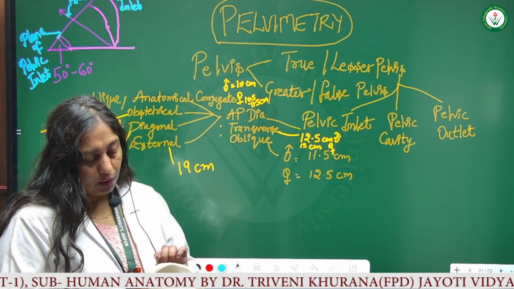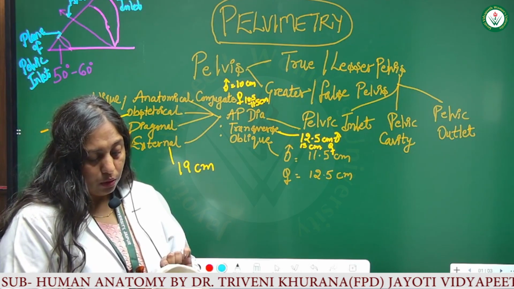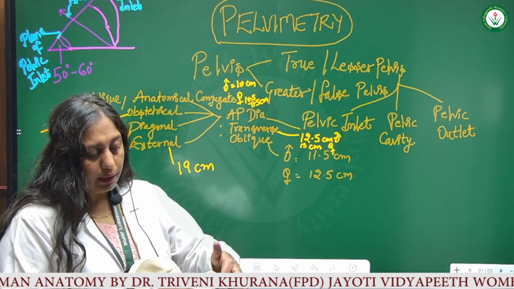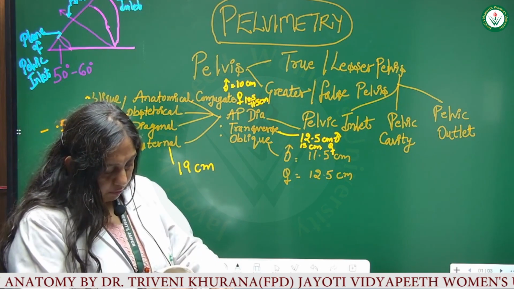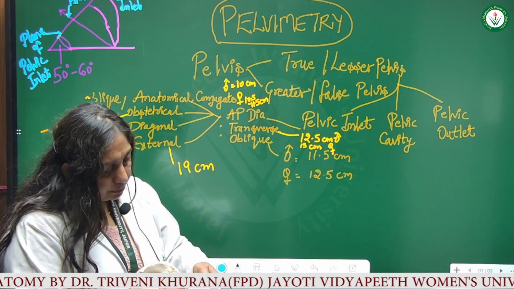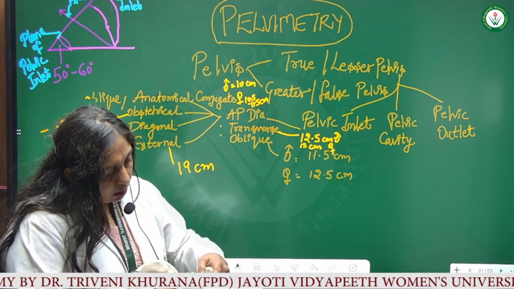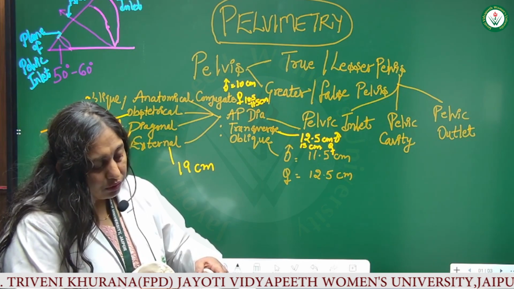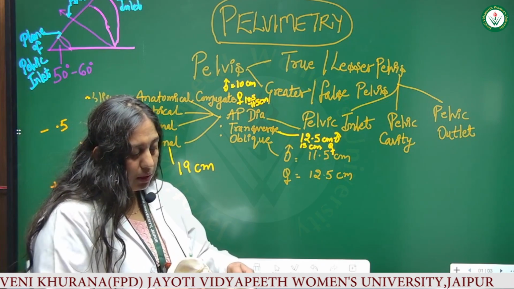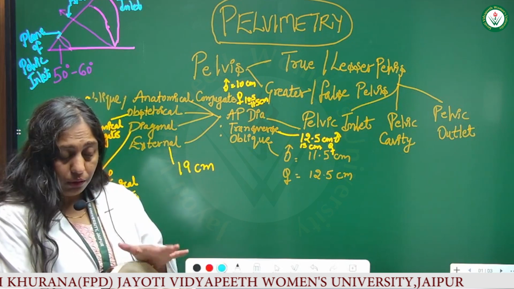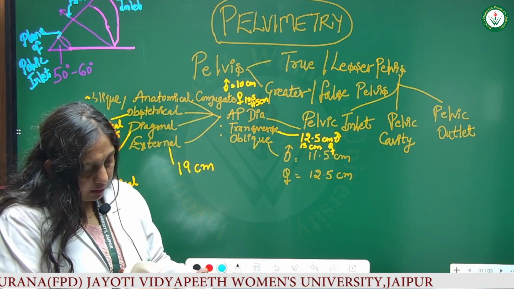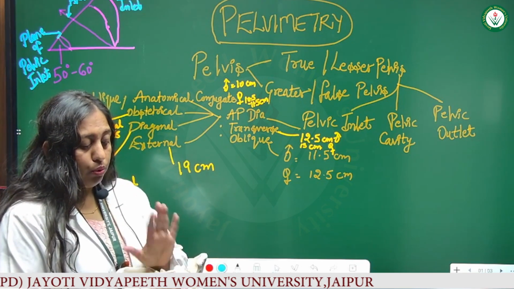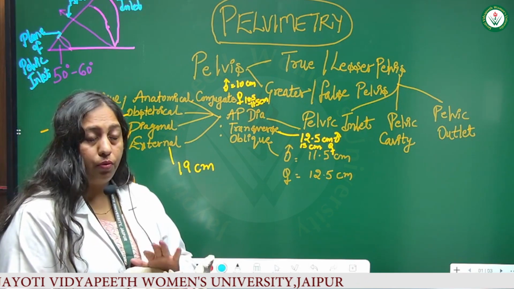Intercristal is the distance between the tubercle on the iliac crest of one side and the tubercle on the iliac crest on the opposite side. When we put the scale on one tubercle and take the measurement, it is approximately 23 centimeters. So the intercristal diameter is approximately 23 centimeters, and the interspinous diameter is approximately 21 centimeters. So these are the two diameters existing in our false pelvis.